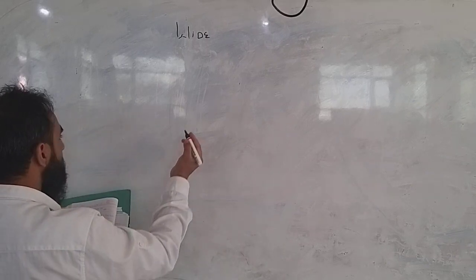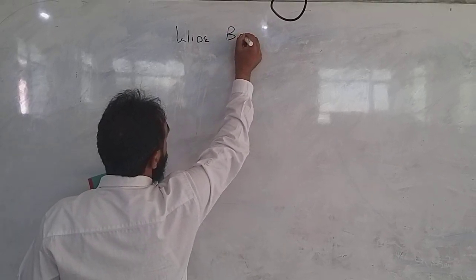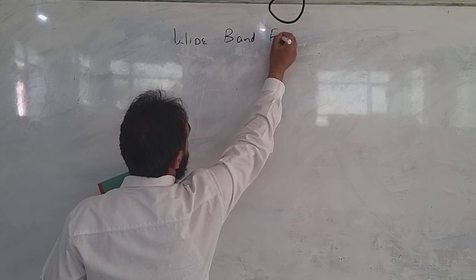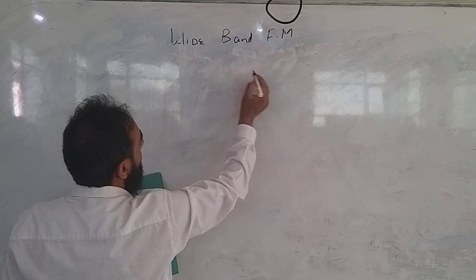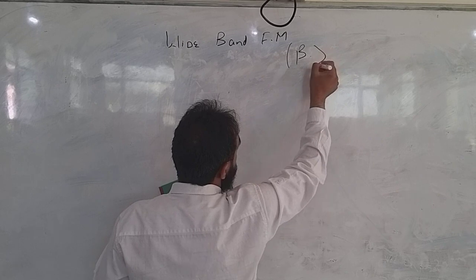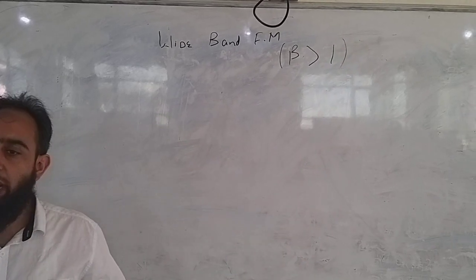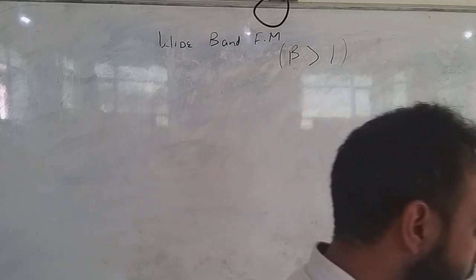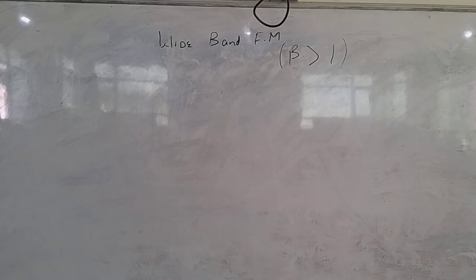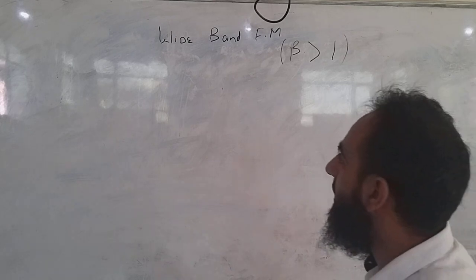Next heading is wide band FM. We know one thing, that beta here is greater than 1. But before we go to wide band FM, write down one line: wide band FM is represented in the form of Bessel function.